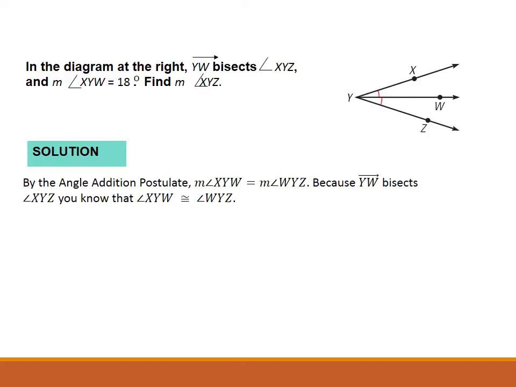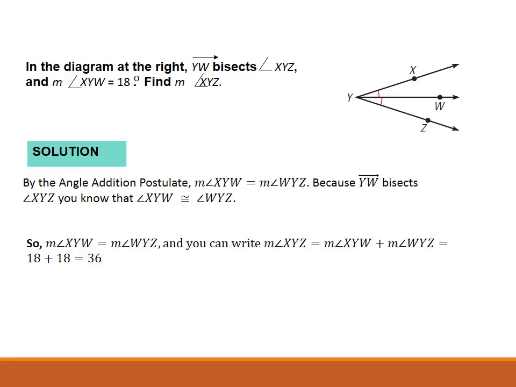Okay, so now we know that the two angles are equal and it bisects. So that means they're congruent. So that means angle XYW is 18 and so is angle WYZ. They're both 18. So by angle addition postulate, we're going to take 18 plus 18 and it will equal 36. So our answer is 36.